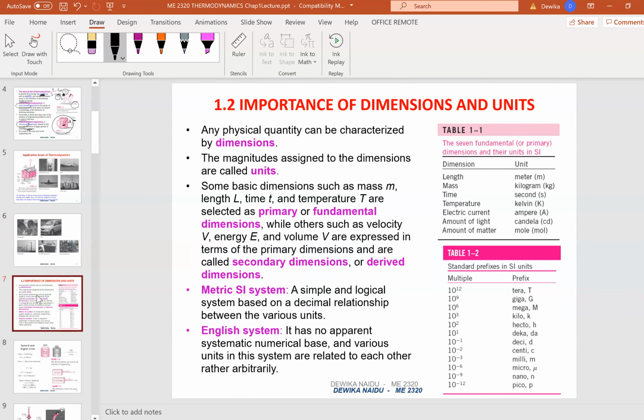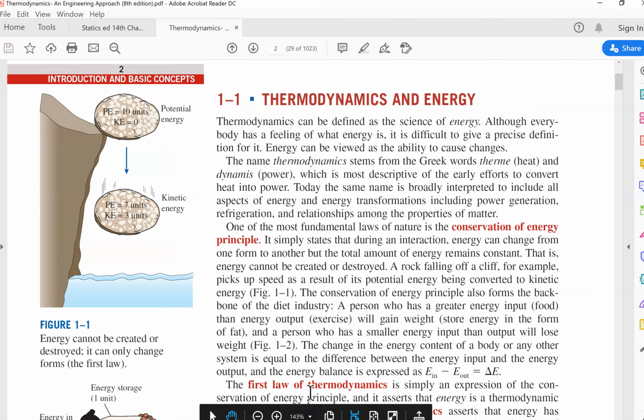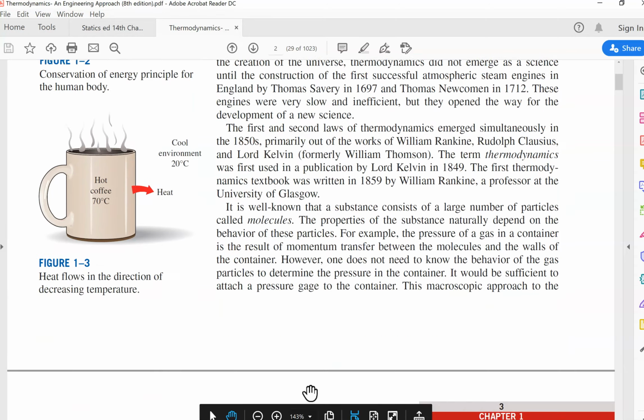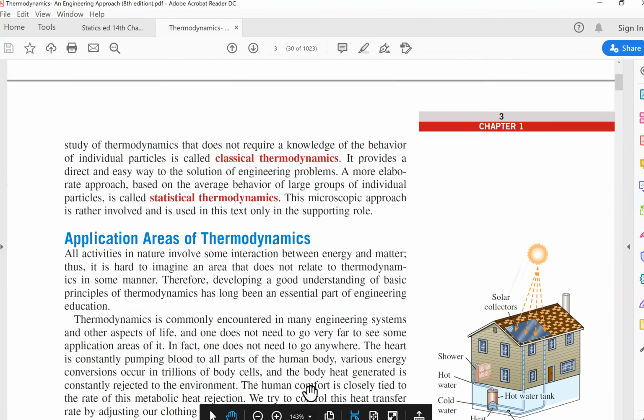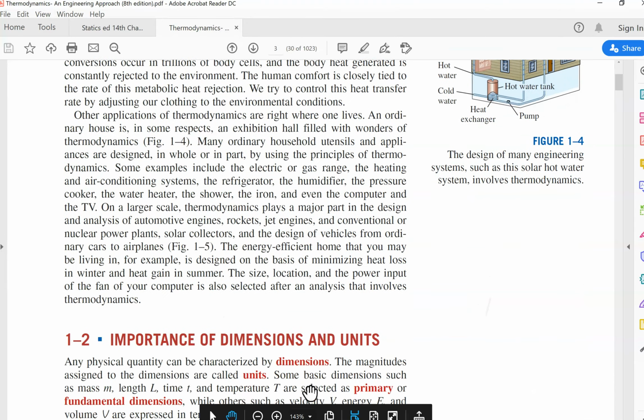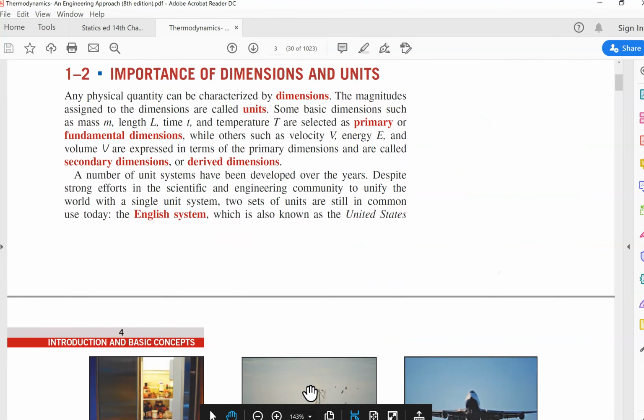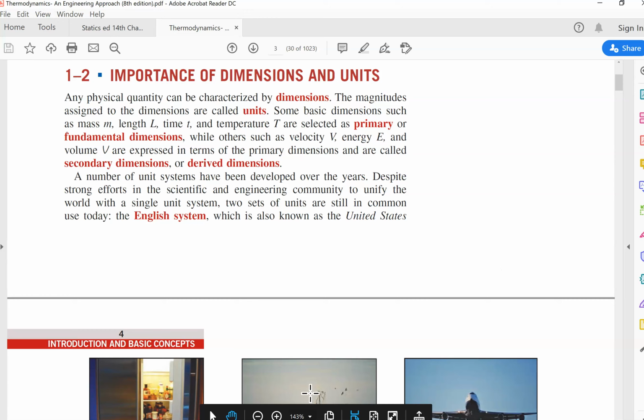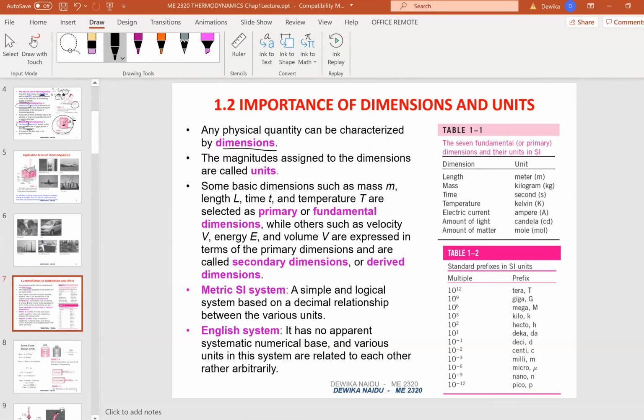Now I'm moving on to Chapter 1.2 from the textbook. In Chapter 1.2, they're discussing the importance of dimensions and units. Any physical quantity can be characterized by dimension. Let me just revisit the textbook. We have done this part. You can just go through it. I've just breezed through, so you can go in detail and read them. You must actually read and understand it better.